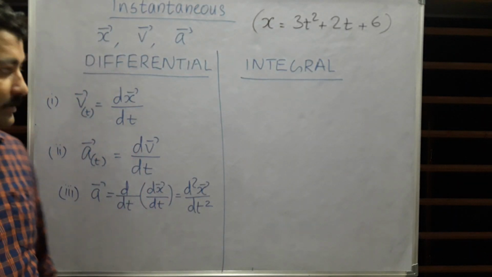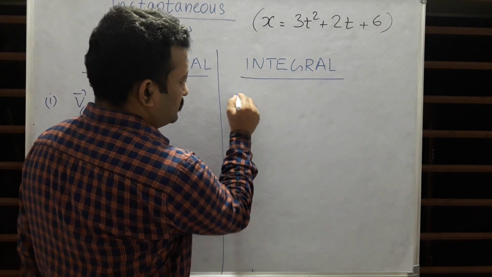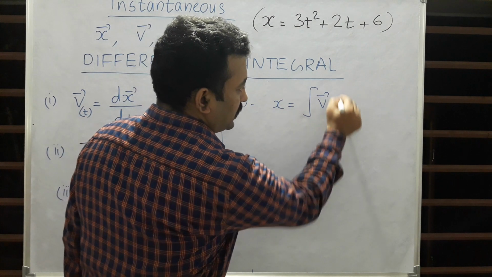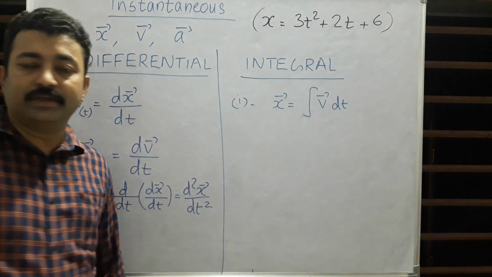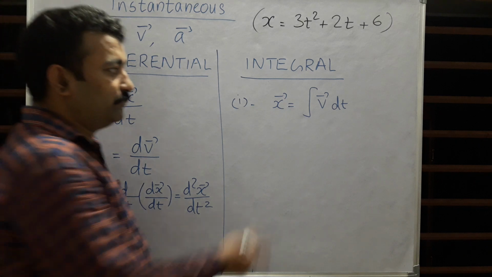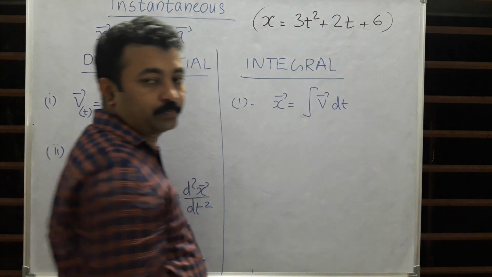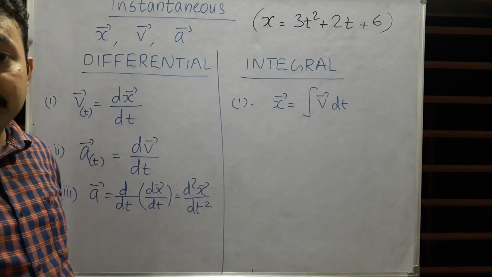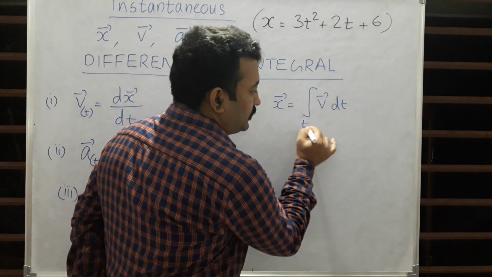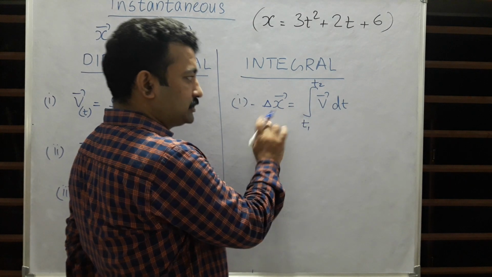What is the integral aspect? As v is equal to dx by dt, I can write x is equal to integral v dt. Integral v dt, that's the first integral relation. What is that? That means we can find the displacement by integrating velocity over time, say maybe from time t1 to t2. That will give you delta x, which is x2 minus x1.